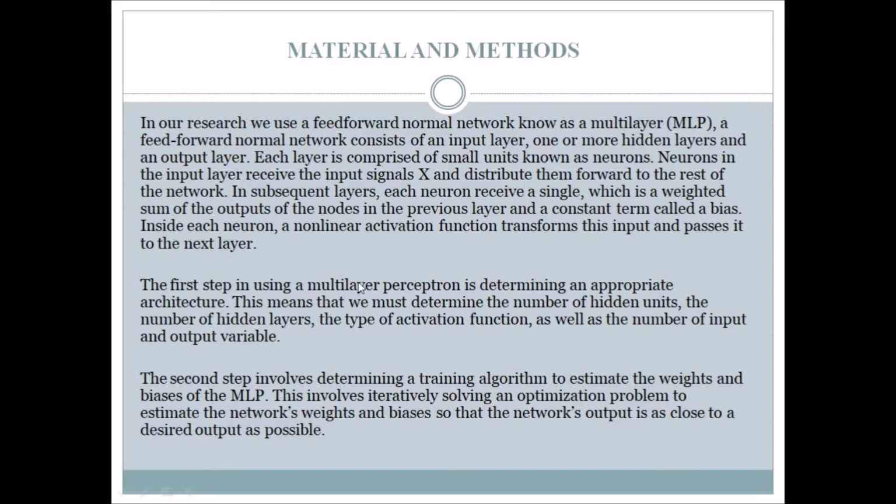The first step in using a multi-layer perceptron is determining an appropriate architecture. This means that we must determine the number of hidden units, the number of hidden layers, the type of activation function, as well as the number of input and output variables. The second step involves determining a training algorithm to estimate the weights and biases of the multi-layer perceptron. This involves iteratively solving an optimization problem to estimate the network weights and biases so that the network output is as close to a desired output as possible.